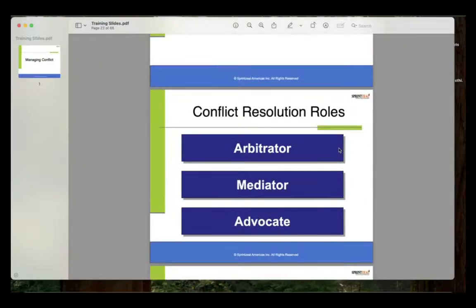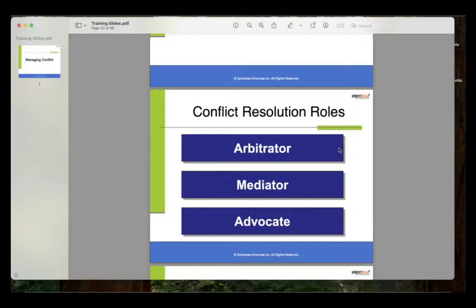First is the arbitrator role, then the mediator role, and the third and last one is advocate. Whenever we are doing any conflict resolution, we have to define these three roles first of all, and on that basis, we have to move forward. So we'll understand them one by one.